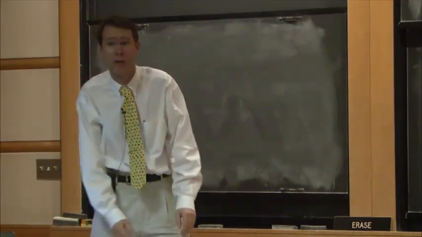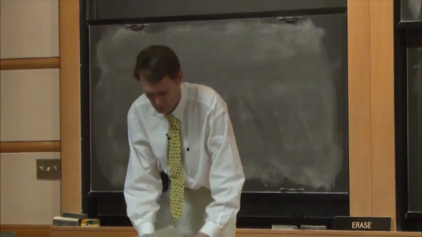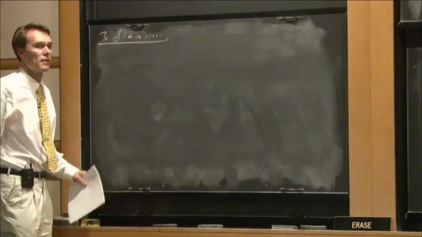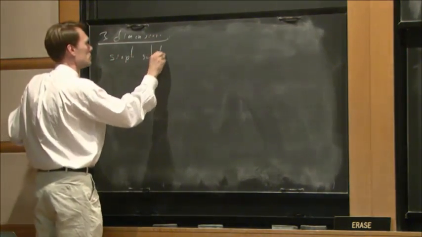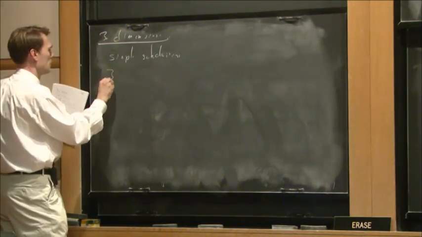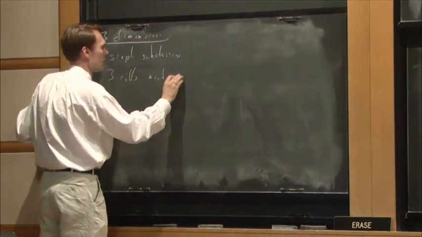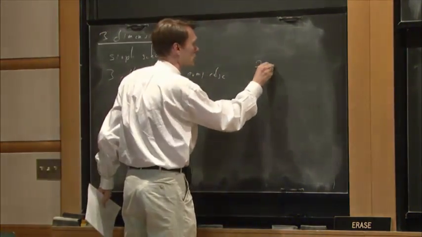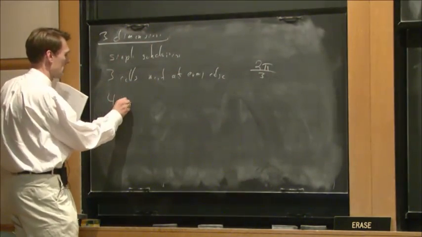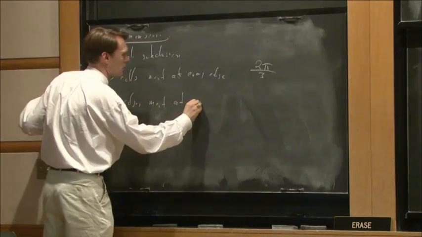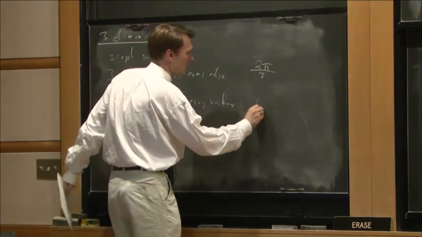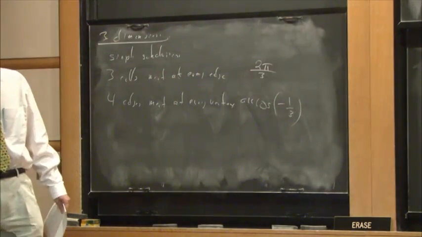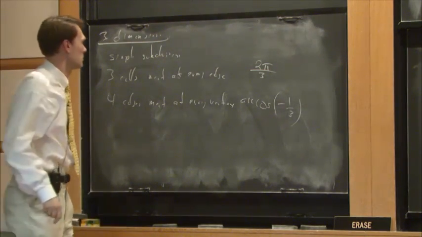So after 2 dimensions, we have to look at 3 dimensions. What happens? Well, again, it's a simple subdivision. 3 cells meet at every edge. And the dihedral angle where they meet is 2 pi over 3. And then 4 edges meet at every vertex. And the angle comes out here to be arccosine of negative a third. So what is this? That's like 108 degrees, something like that. Okay? But you're going to see that this constant appears again.